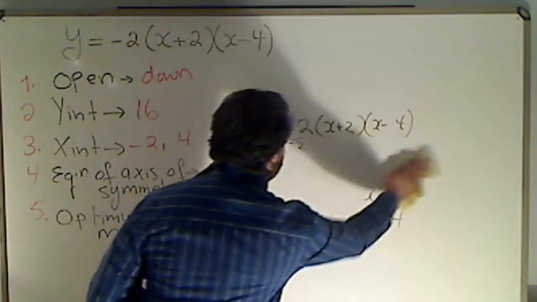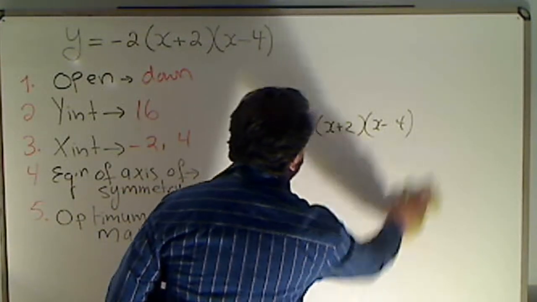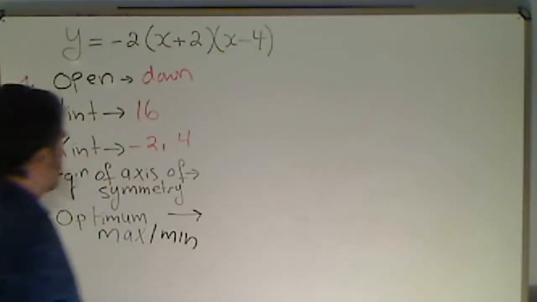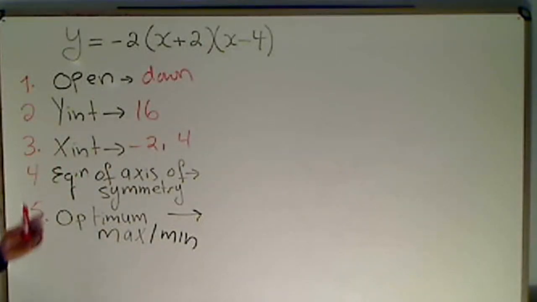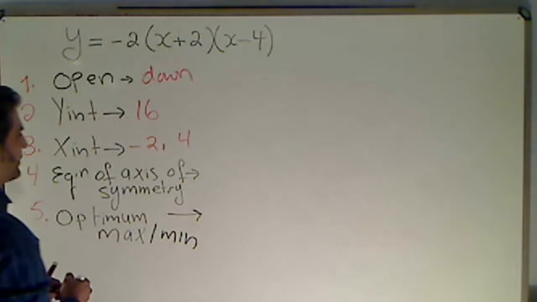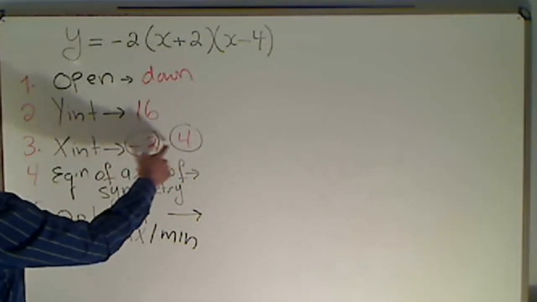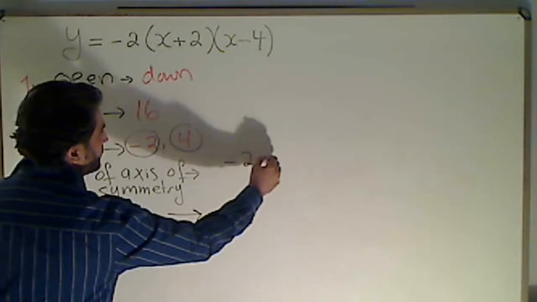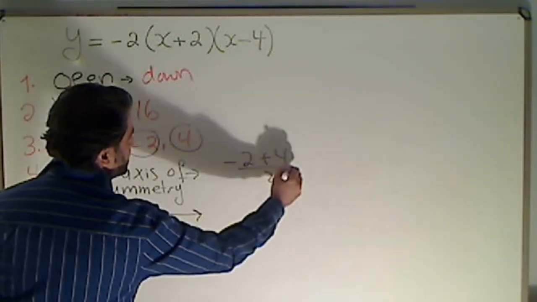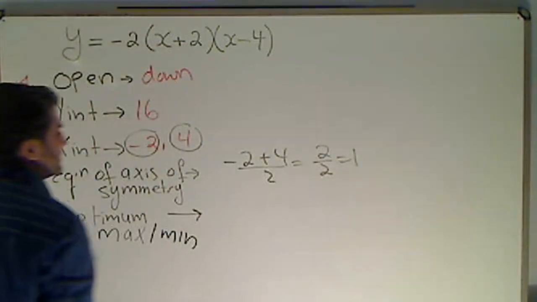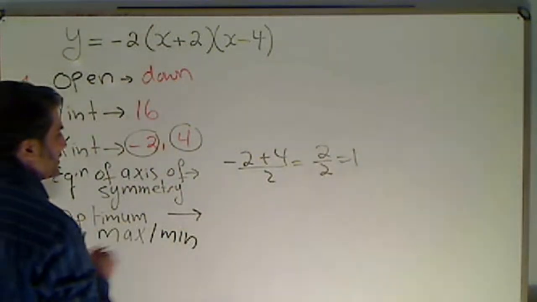Let me erase this in order to create space where we have to graph the relation or finish up the rest of the steps. To find the equation of the axis of symmetry, or the x-coordinate of the vertex, we add the zeros and divide it by 2. So these are our zeros right here. Negative 2 plus 4. And then we divide it by 2. So this would be 2 over 2, which equals 1. So the x-coordinate of the vertex is positive 1.